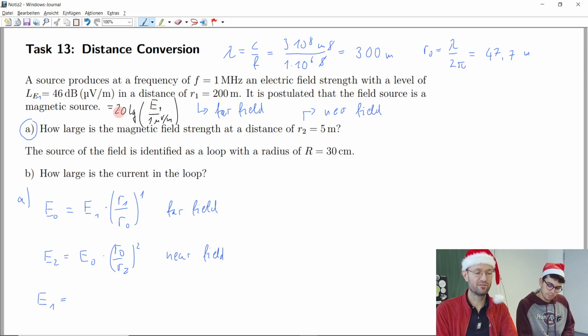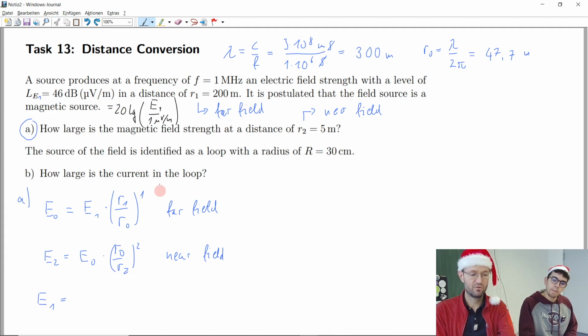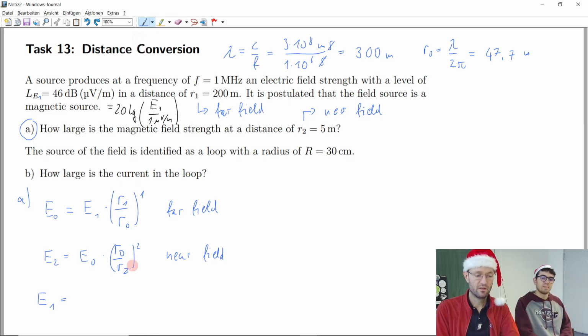So first thing is we need to get rid of this 20. So we take our level, this level LE1, and divide by 20. So now the 20 is gone. Now we need to use the inverse of the decadic logarithm. Yeah, antilog, and antilog is exponent.